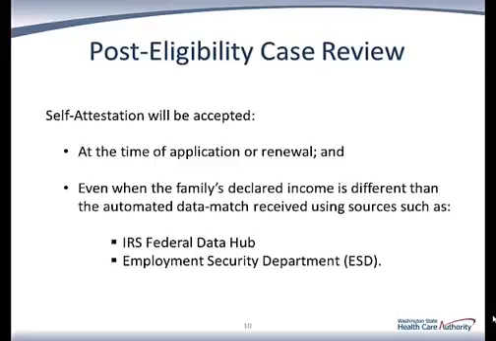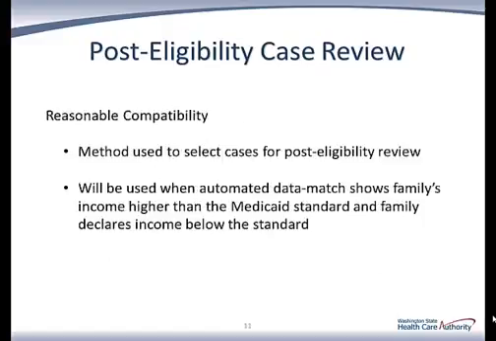With the acceptance of self-attestation of income, in an effort to ensure program integrity, Healthcare Authority eligibility staff will conduct a post-eligibility case review on selected cases. Healthcare Authority will use a reasonable compatibility method to determine which cases are selected for post-eligibility case review. A case will be selected for a post-eligibility review when the automated data match verifies the family's income is higher than the Medicaid standard, but the family declares income below the Medicaid standard.